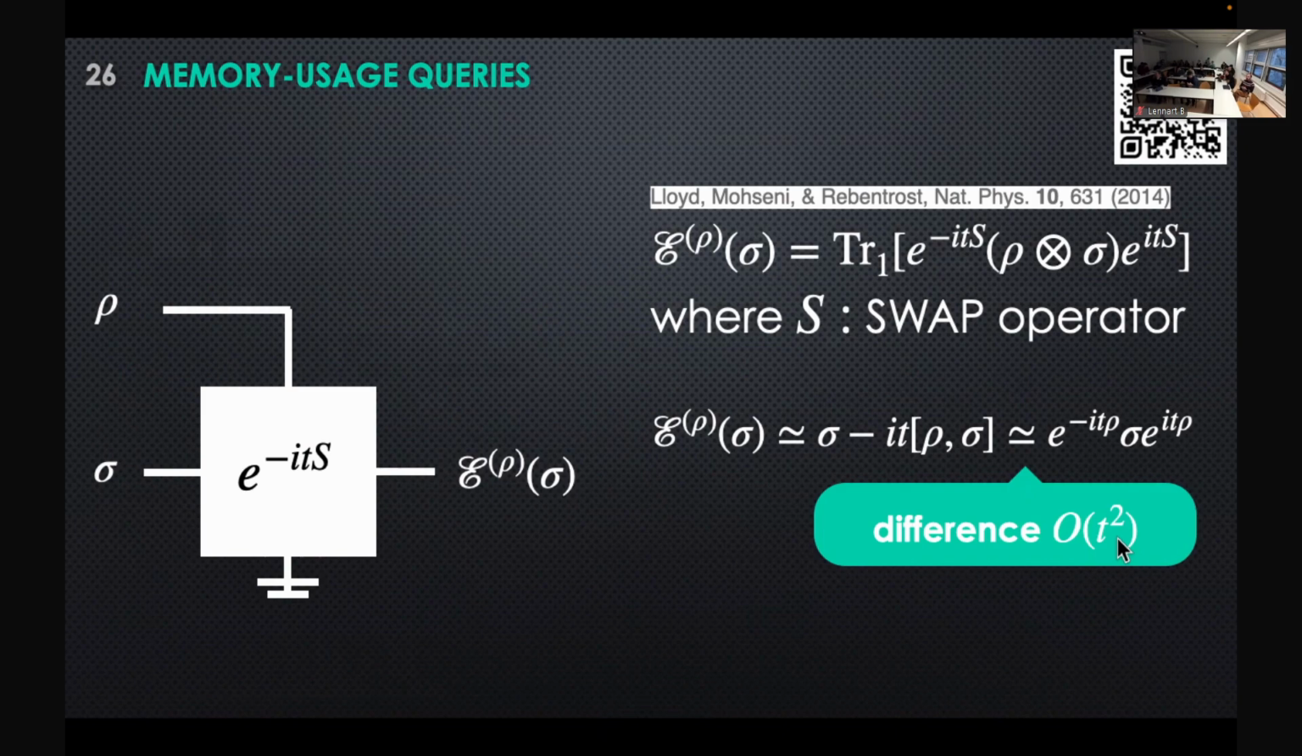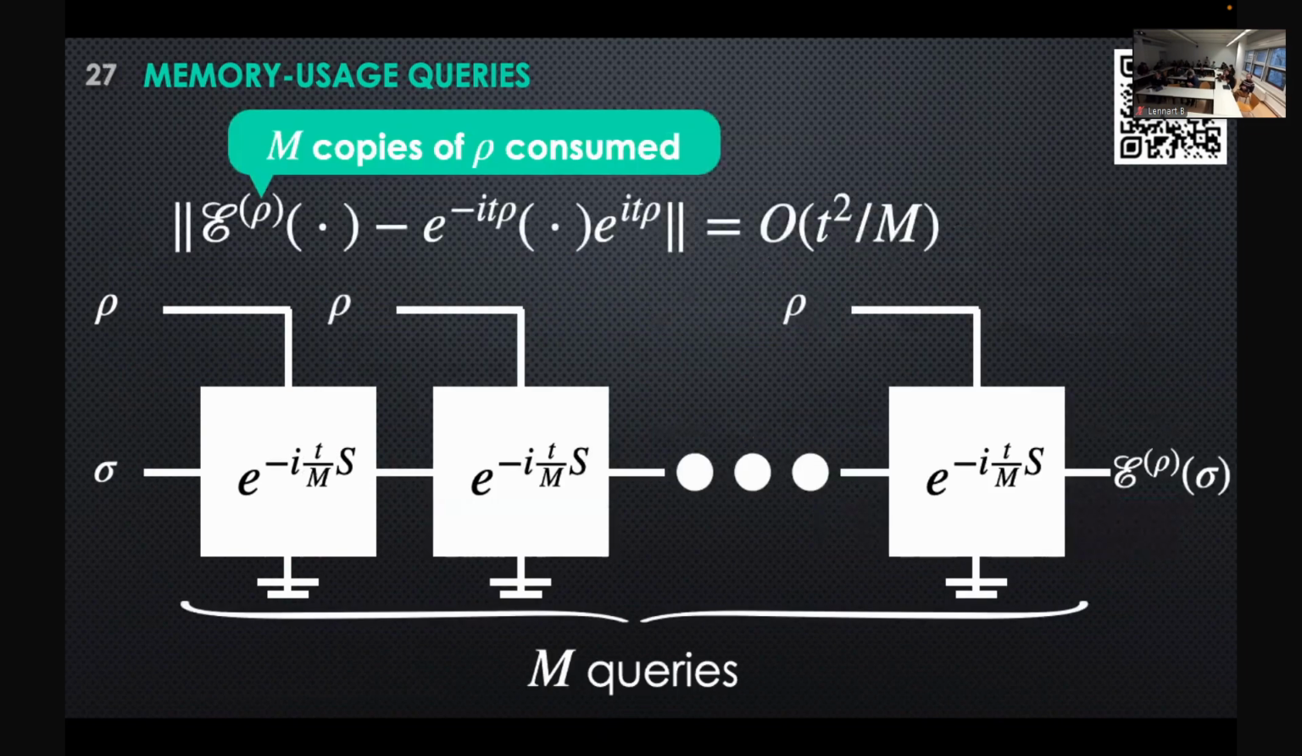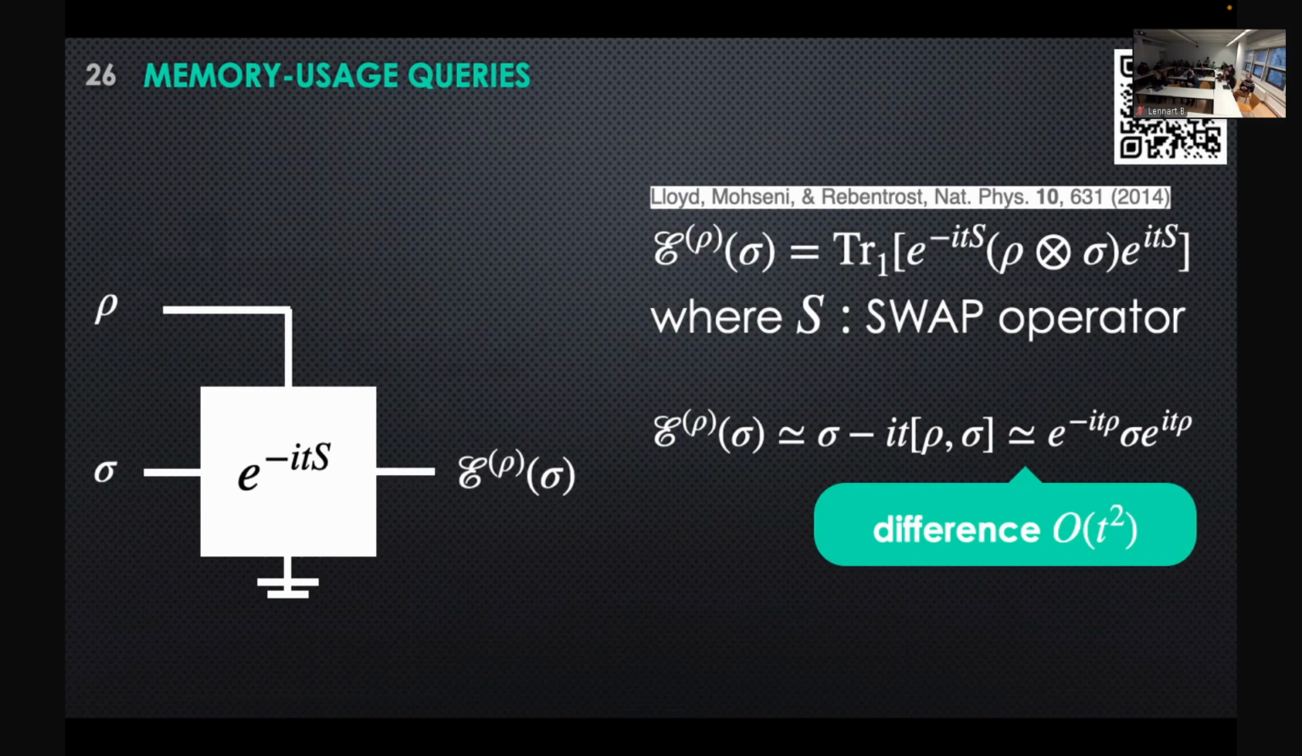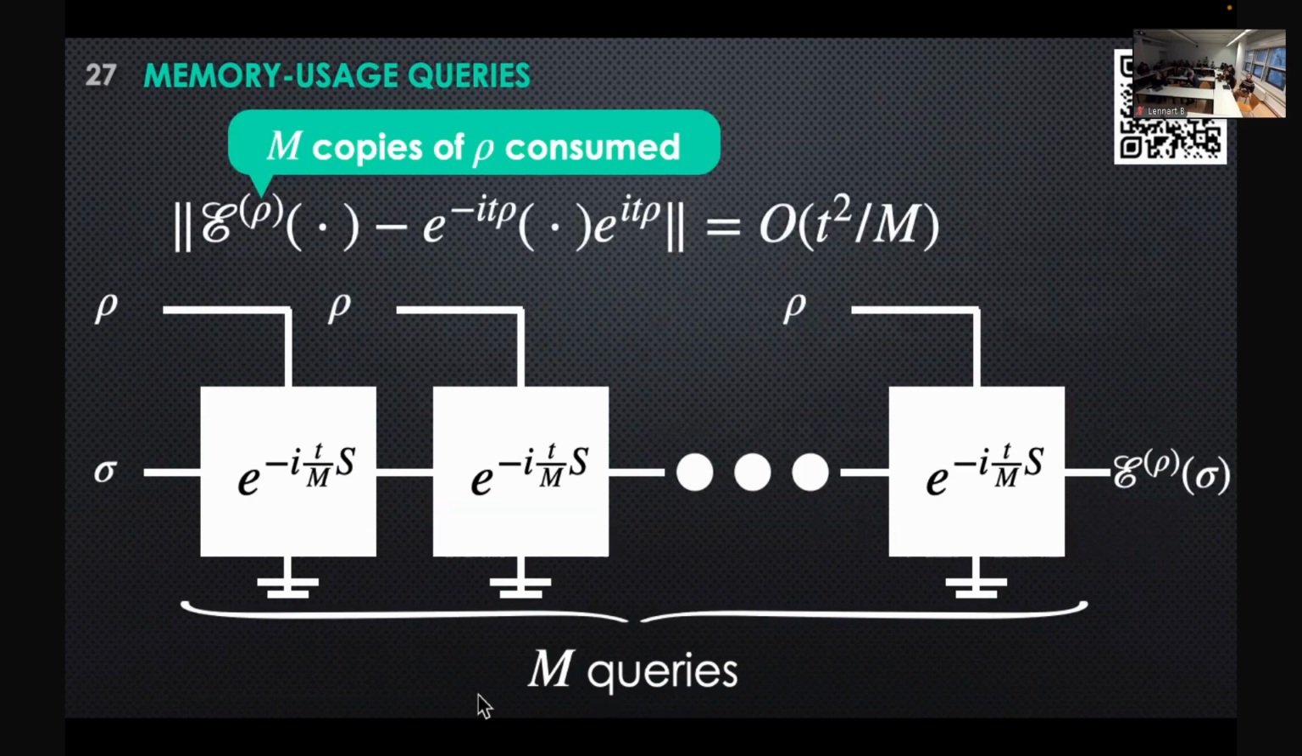However, we can chop it up, like Trotterization, and make an evolution by swap 1 over m times shorter, and repeat this m times. So if we call this a single memory usage query, if we make m memory usage queries with shorter durations, we can reduce the error arbitrarily small. So the error will be proportional to 1 over m, and by just increasing the number of queries m, we can make it precise.